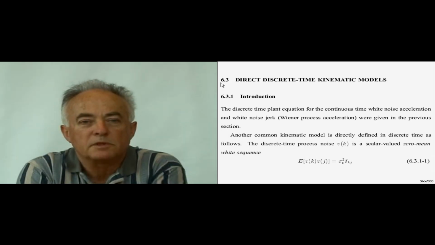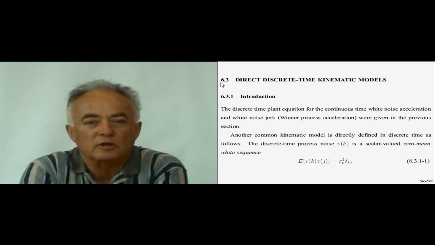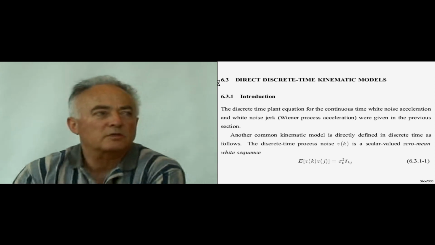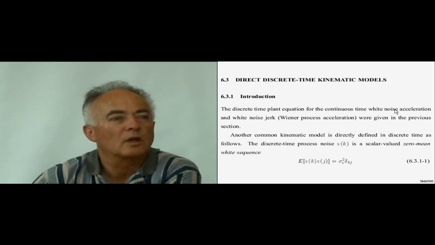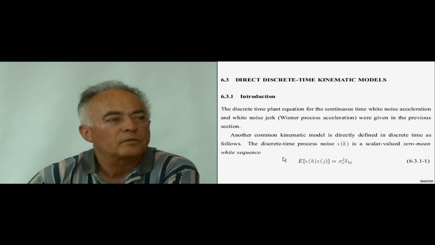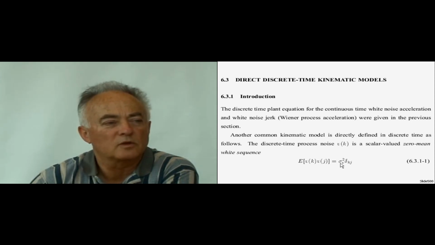After we have seen in the previous lecture the discretized continuous time kinematic motion models, second order and third order, we are going to now take a look at another class of models, similar, but in this case we define the models directly in discrete time as follows. The discrete time process noise, V, will be a scalar valued zero mean white sequence. So that's a definition directly in discrete time.